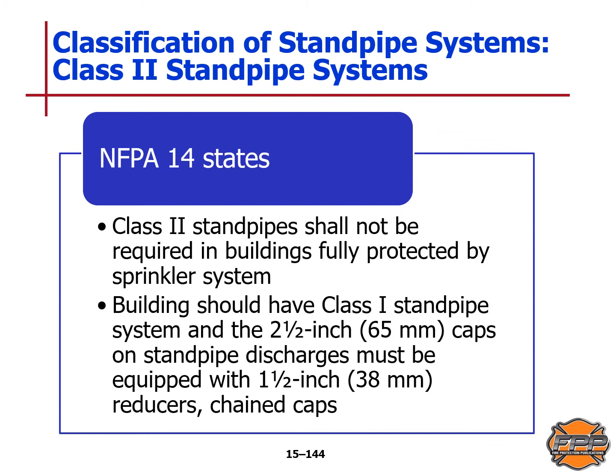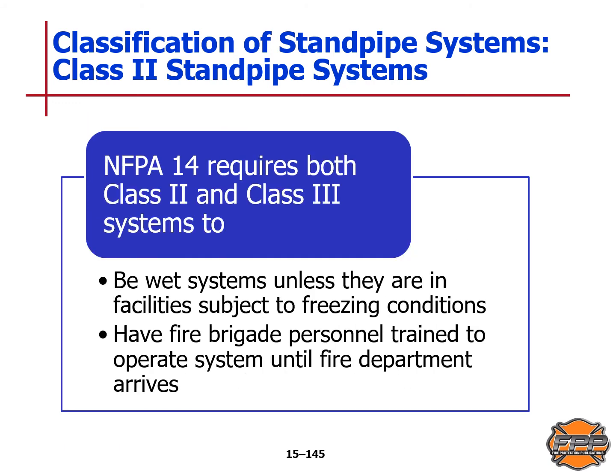NFPA Standard 14 states that Class 2 standpipes shall not be required in buildings fully protected by a sprinkler system. The building should have a Class 1 standpipe system, and the 2.5-inch or 65 millimeter caps on the standpipe discharges must be equipped with 1.5-inch or 38 millimeter reducers and chained caps. NFPA Standard 14 requires both Class 2 and Class 3 systems to be wet systems unless they are in facilities subject to freezing conditions, and have fire brigade personnel trained to operate the system until the fire department arrives.